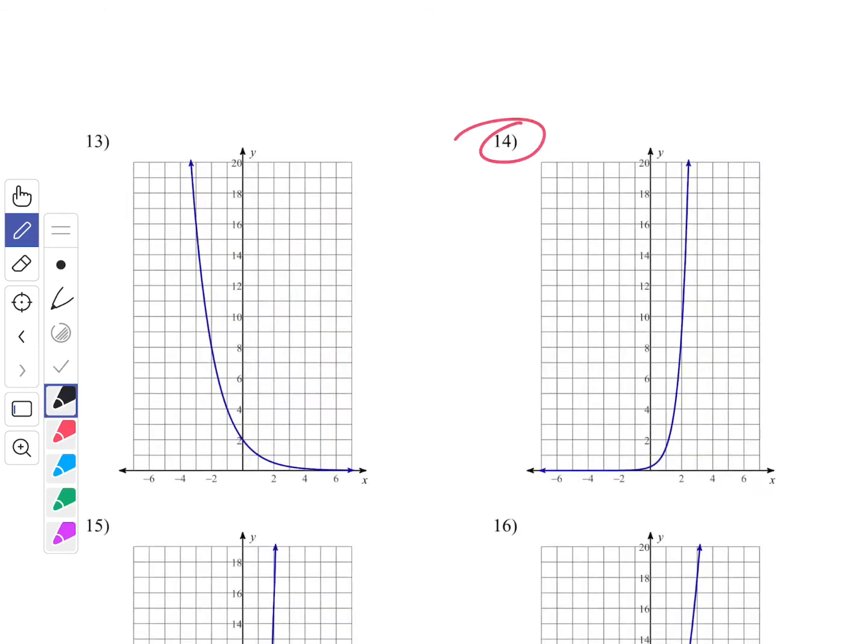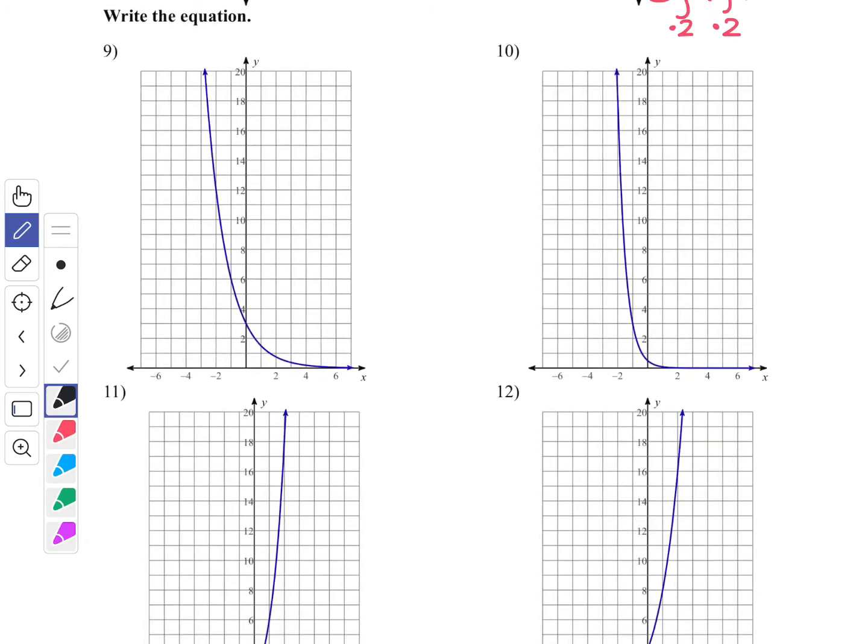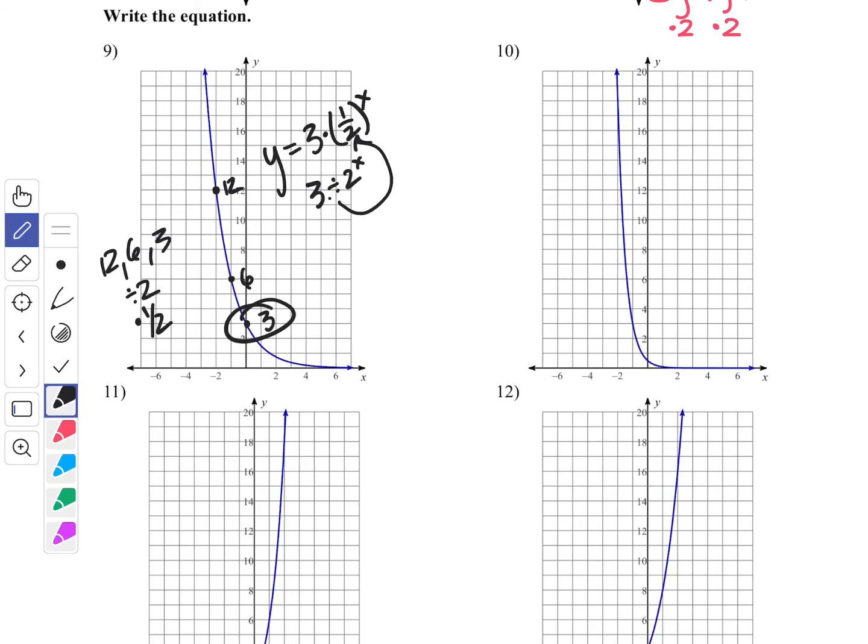Okay, guys, so you should have already gotten to at least question number 14. So let's look and see how you did. Okay, so if I'm looking here, we got the point 12, 6, 3, and then it's hard to tell, right? But I should be able to tell from going 12 to 6 to 3 that we're dividing by 2, or timesing by a half. And that our starting point was 3, so I'd go y equals 3 times 1/2 to the x. If you put 3 divided by 2 to the x, we'd still count that, but we got to get in the habit of putting that fraction when we're dealing with graphs. Okay, so there's number 9.